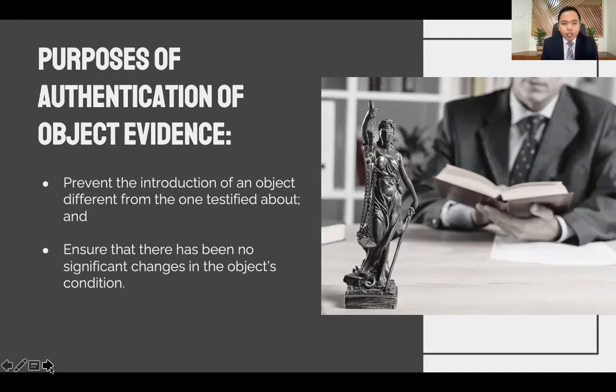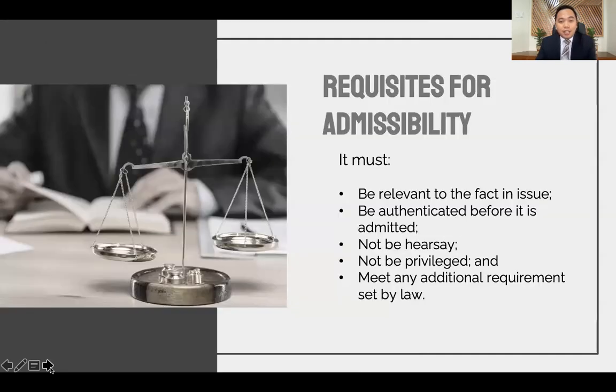Now, authentication of object evidence is also to ensure that there has been no significant change in the object's condition. This is also in order to establish that the evidence is of the same kind and quality, at least for the purpose of the testimony. This is the same evidence that was obtained from the scene of the crime, and this is the same evidence that was referred to during testimony, and it is the one to be presented in court.